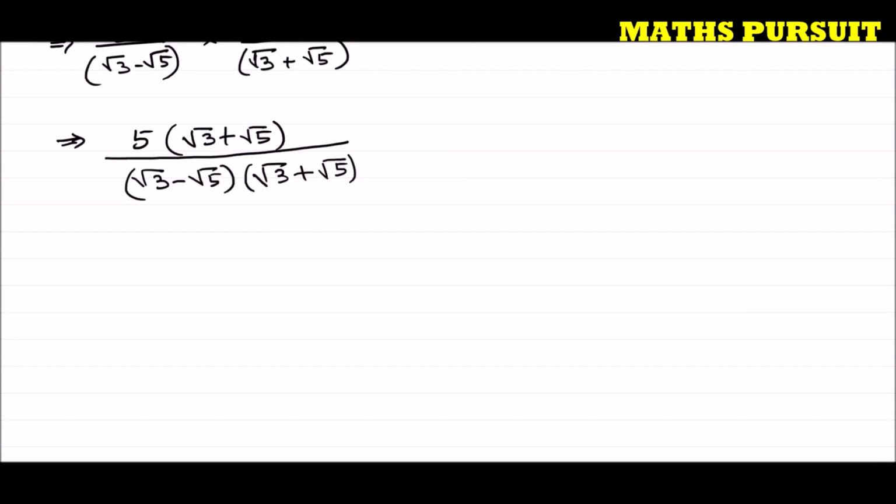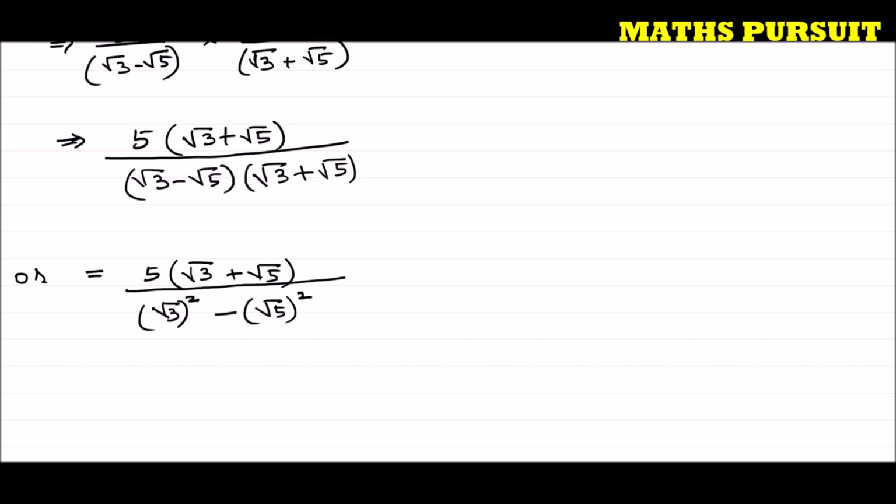I can write this as 5 into root 3 plus root 5 upon a minus b into a plus b. This is of the form of the identity a minus b into a plus b. So we very well know that a minus b into a plus b is nothing but a square minus b square. So that is what I am going to do here. A square, here a is root 3, so root 3 to the power 2, minus b square, here b is root 5, so root 5 to the power 2.